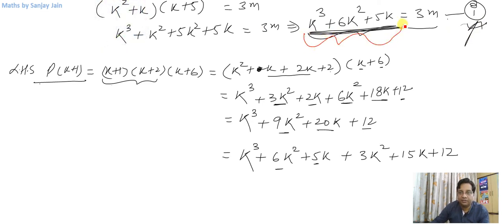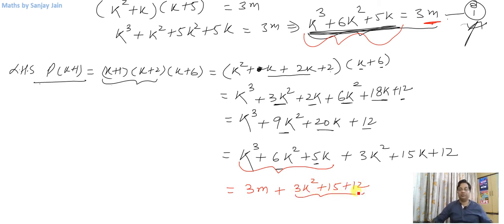Now I can use this one and replace this with 3m, which is this, right? Let me replace this with 3m. So I can write it as 3m plus 3k squared plus 15k plus 12. As you can see from this expression, this quadratic expression, I can simply take 3 outside, right? So I can write it as 3m plus 3 into k squared plus 5k plus 4.